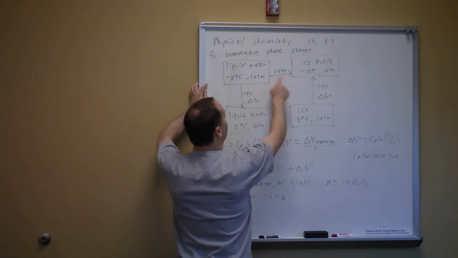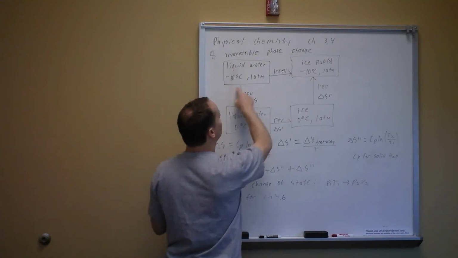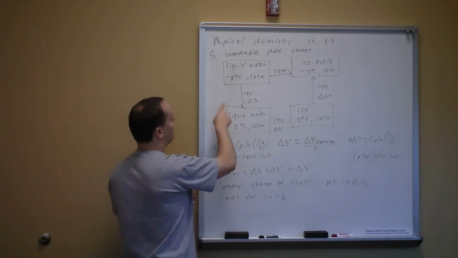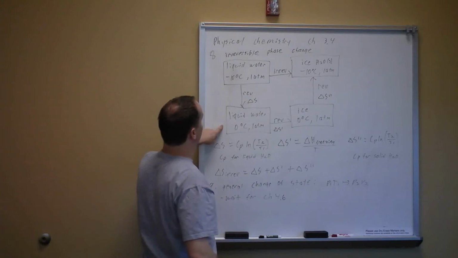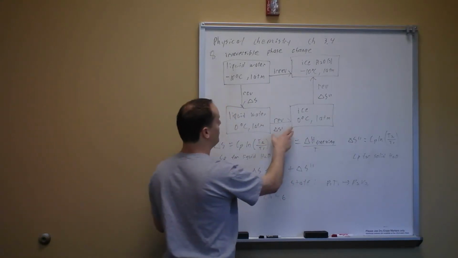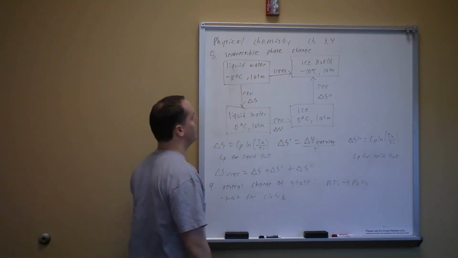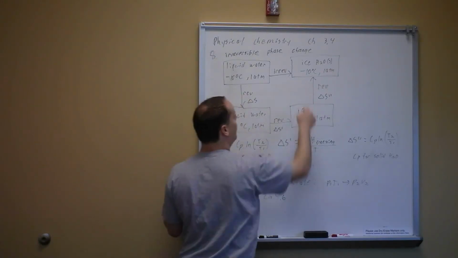Now, we don't really have a way to calculate this directly, but if we find a reversible process that does the same thing, we can do that instead. So what we've done is broken it into several parts. One, we're going to heat it up to 0 degrees, because we know how to calculate that. Then we're going to freeze it at 0 degrees, because we know how to calculate that. Then we'll cool it back down to minus 10 degrees Celsius. Now we can calculate the delta S for all three of these parts.